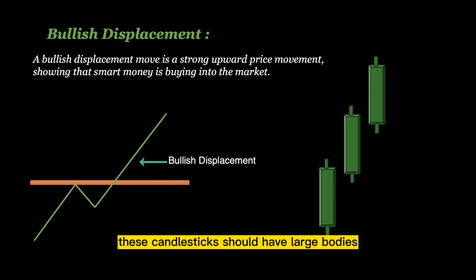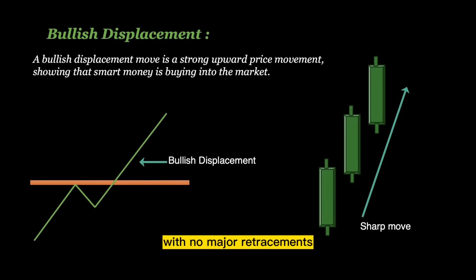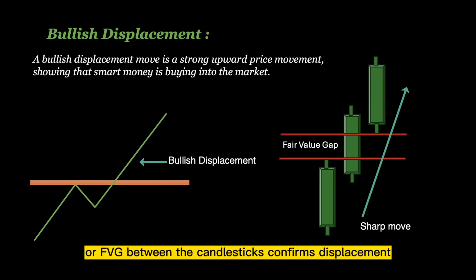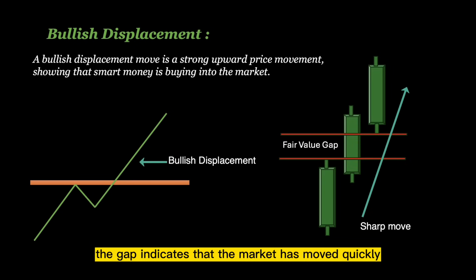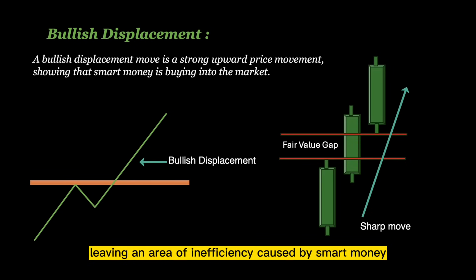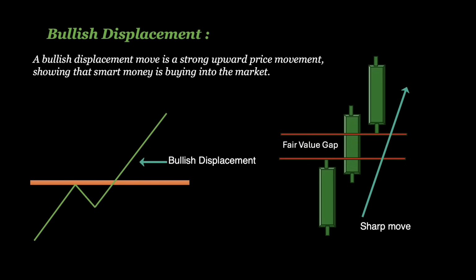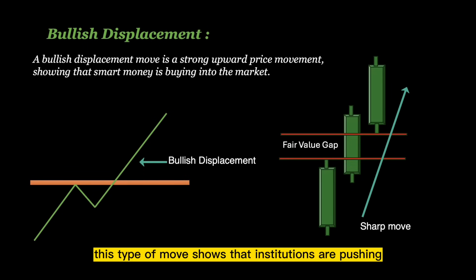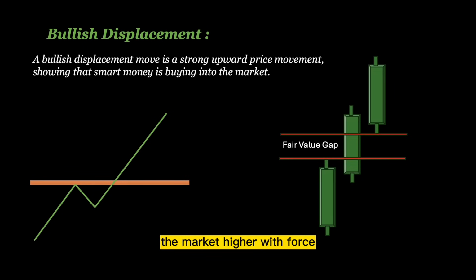These candlesticks should have large bodies and very small wicks, or no wicks at all. The price movement should be smooth, with no major retracements. A fair value gap, or FVG, between the candlesticks confirms displacement. The gap indicates that the market has moved quickly, leaving an area of inefficiency caused by smart money. This type of move shows that institutions are pushing the market higher with force.